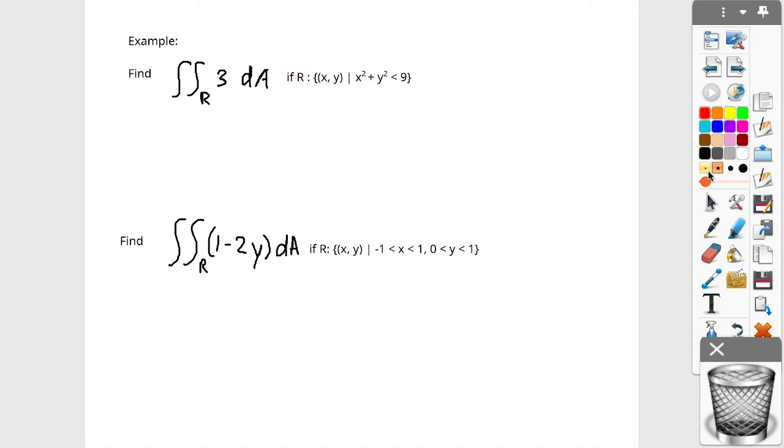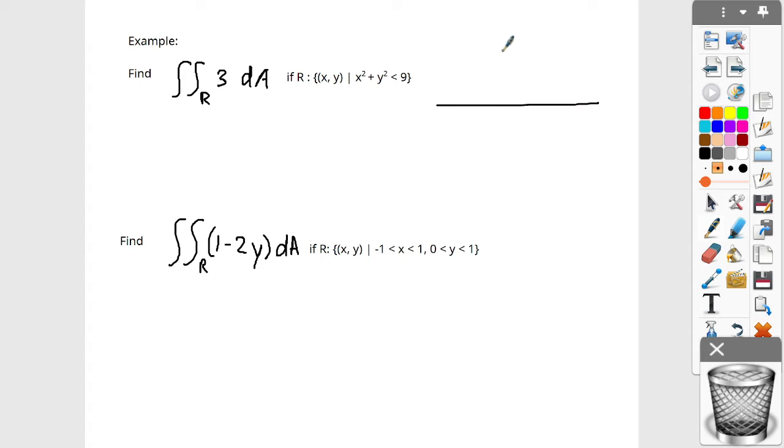So let's try to do some of these problems out. Find the double integral in the region R of 3 dA, if the region R is, this is set builder notation, x squared plus y squared is less than 9. So let's draw a picture. Let's see if we can figure it out.